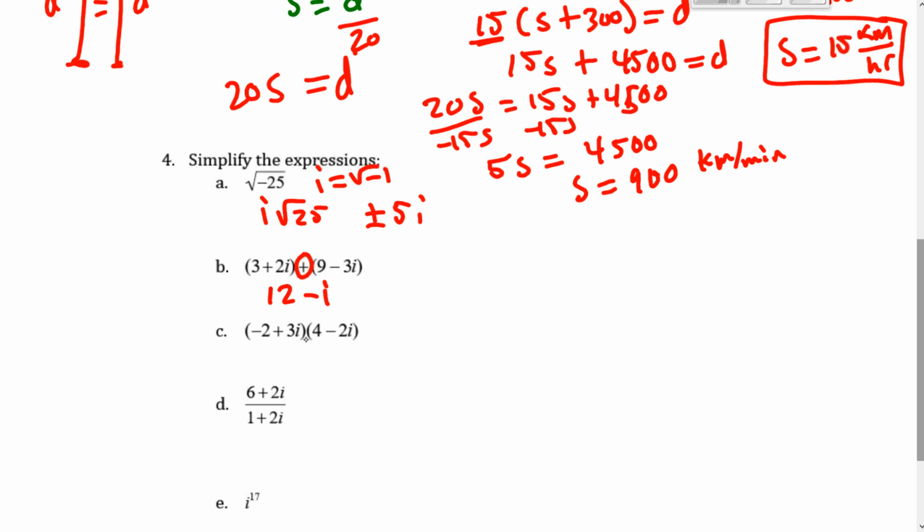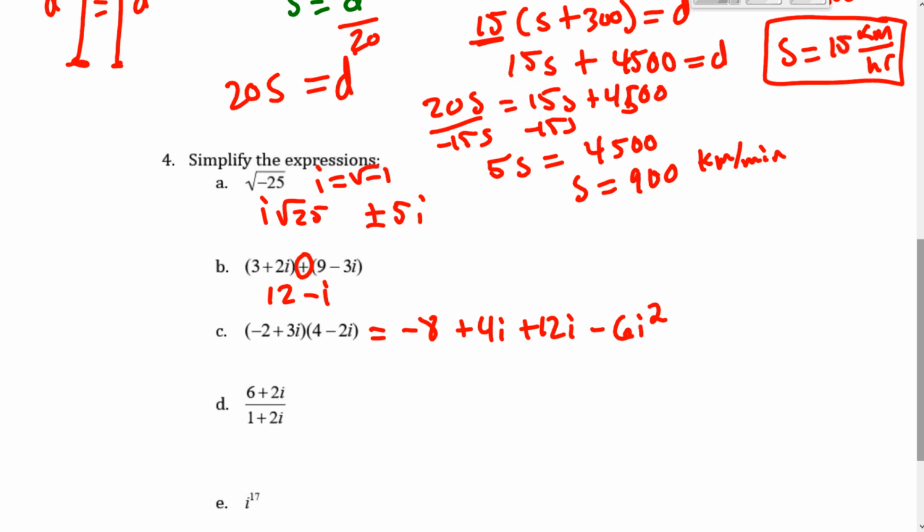Here we're multiplying because there's nothing in between the parentheses, so then we can go ahead and distribute and multiply, and so we get negative 8 plus 4i. 3i times 4 is a 12i. And then we get 3i times a negative 2i, that's a negative 6i squared. Don't forget i times i is i squared, just like x times x is x squared.